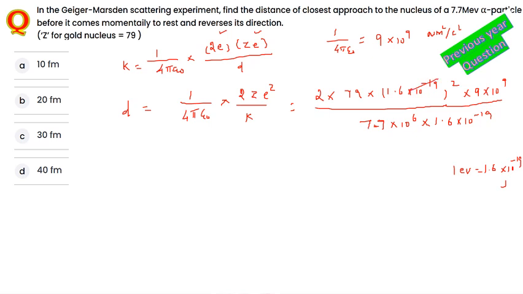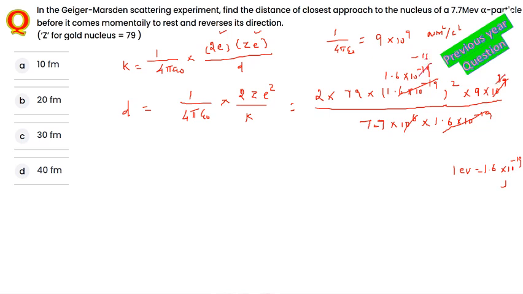See, 1 will be cancelled over here, and only 1.6 into 1 is there, so 1.6 into 10 power minus 19 will be there, and you just cancel this one. From here, this is 10 power 6 and this one 10 power 9, so remaining here is 10 power 3. So from this 10 power 3 you just cancel this one. This is 10 power minus 16 will be there. You just cancel this one, 10 power 3.